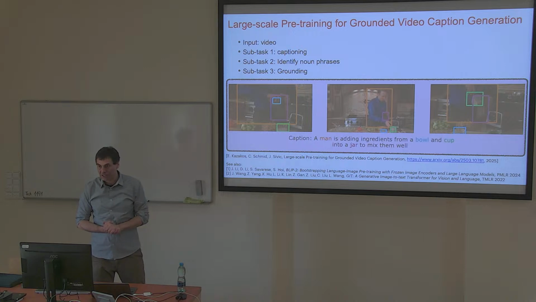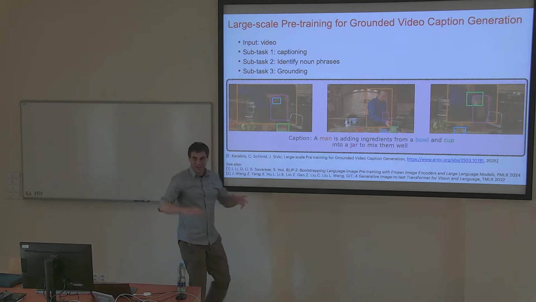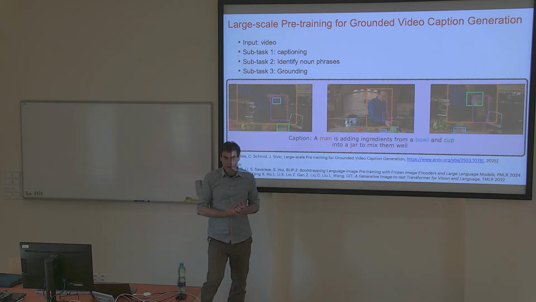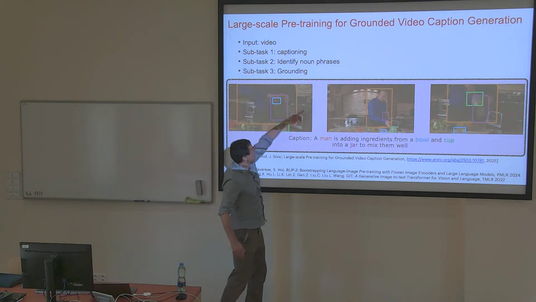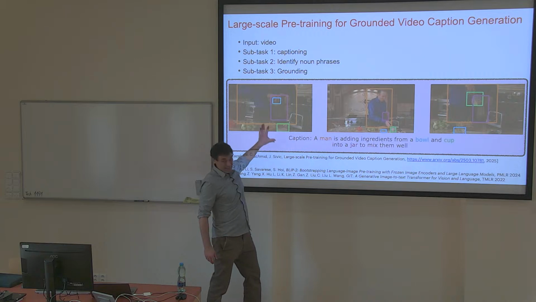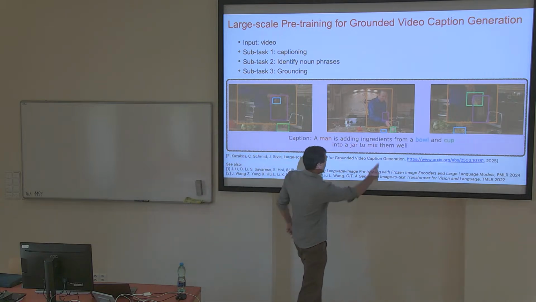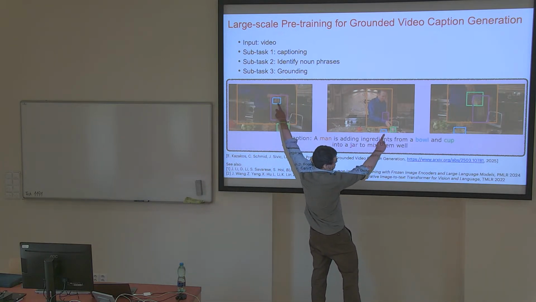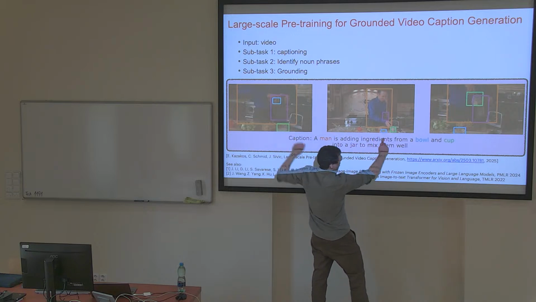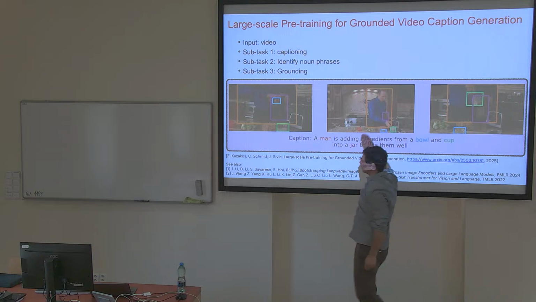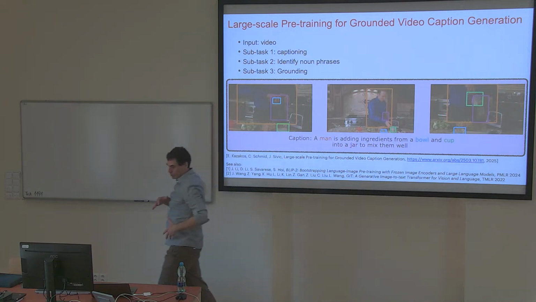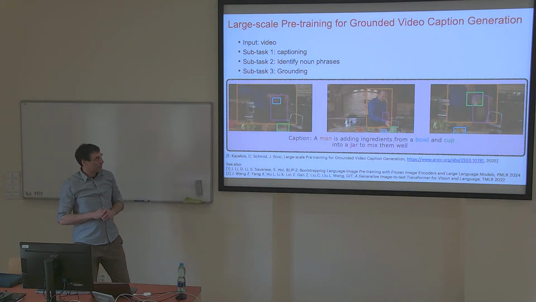It's called grounding in the community, and I think in natural language it's also called grounding, that you want to not only detect the man in the caption, but also localize the man in the video, ground it. The bowl, which is in blue, is changing position. The bowl is here, it was here. Cup in green and jar in magenta. So the task is called grounded video caption generation, that you want to generate a caption and ground it in the video.